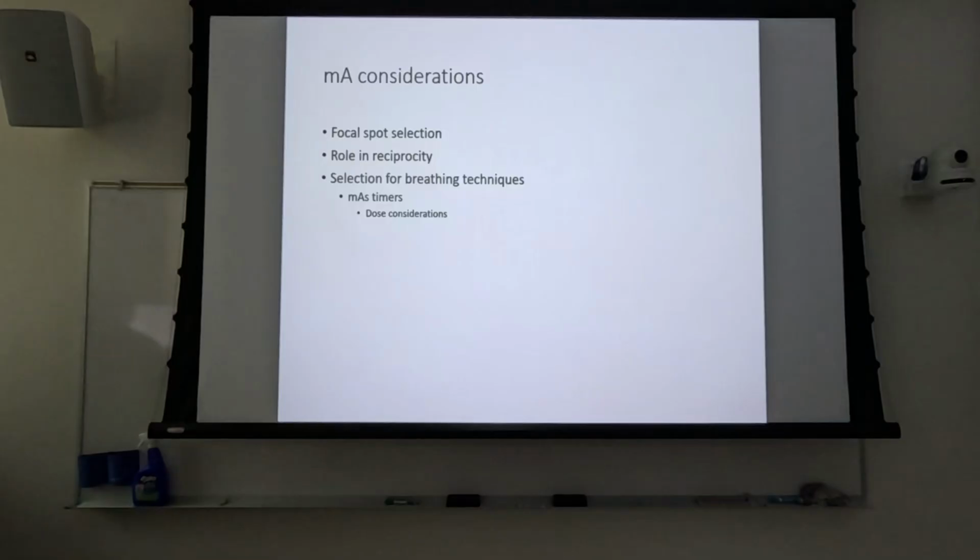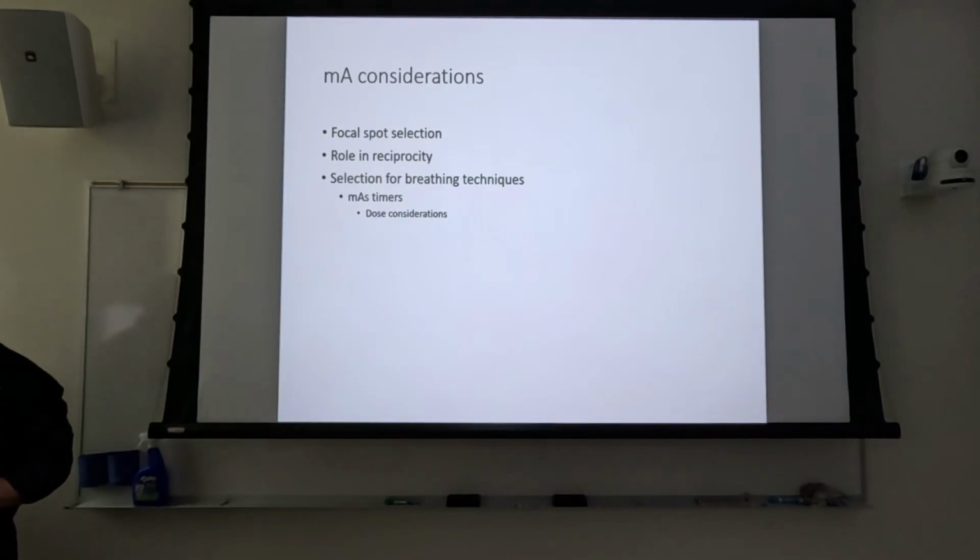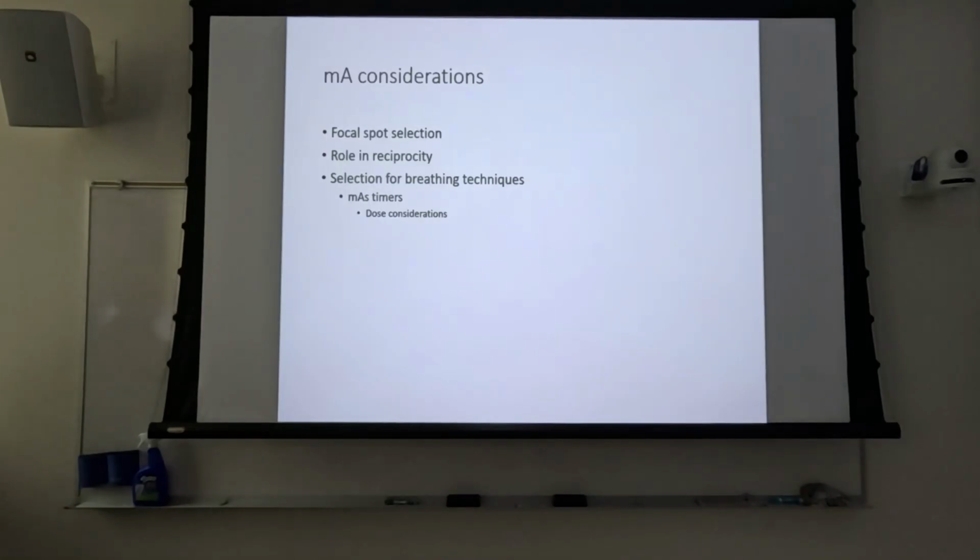So focal spot selection is going to be limited by the mA station primarily, but overall mAs as well. If you try to set 200 mA at 6 seconds, it probably would give you tube overload there as well.